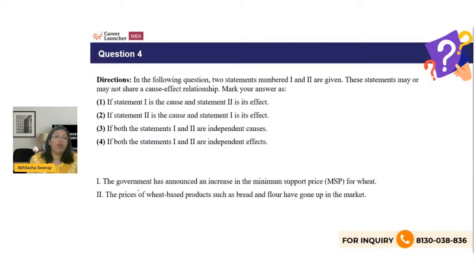Okay, let's look at question number 4. Government has announced an increase in the MSP for wheat. The prices of wheat-based products such as bread and flour have gone up in the market. So why has the government increased the MSP? I don't know. But why are the prices of wheat-based products going up in the market? Because the MSP has gone up, right? So 1 is the cause and 2 is the effect, and answer is going to be option number 1.